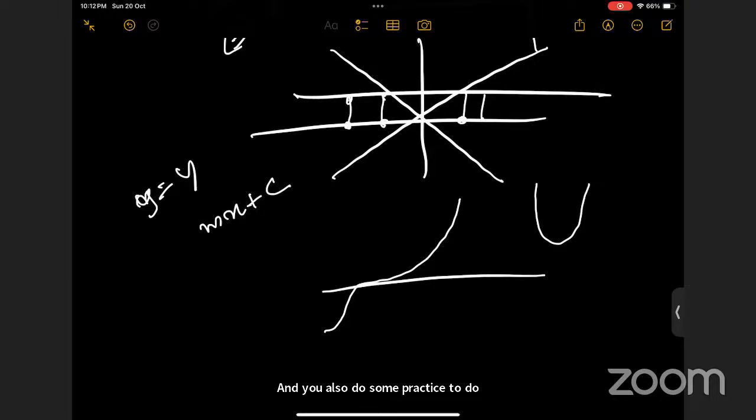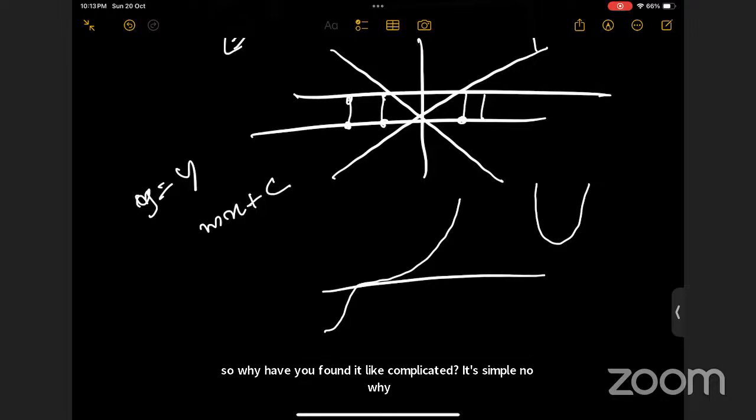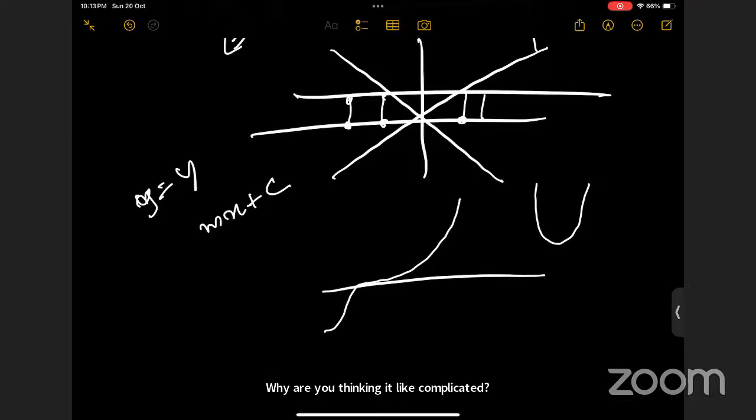And this week 4, ma'am, the content is more complicated than the other 3 weeks. Okay, so why did you find it complicated? It's simple, na? Why? The graph things, so ending behavior. The graph things are interesting, na? Why are you thinking of it as complicated? I'm taking it lightly, but still.